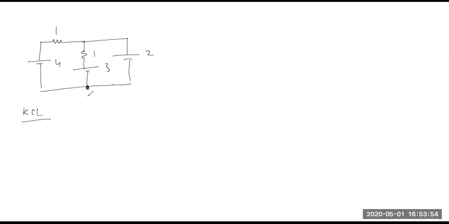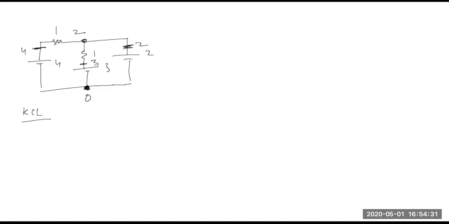Anybody, tell me. What will be the potential here, beta? This point. What should I take as reference? 0. What will be the potential here? 3. What will be the potential here? 2. What will be the potential here? 3 can't be because there is a resistance in between. Sorry, resistance, yeah. It will be 2. What will be the potential here? 4. Very good.